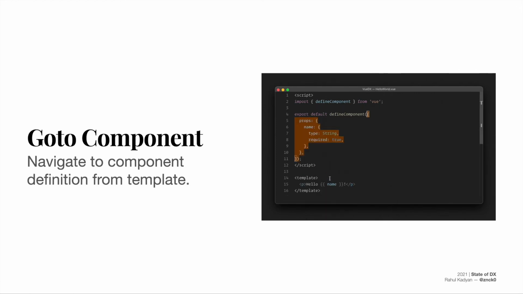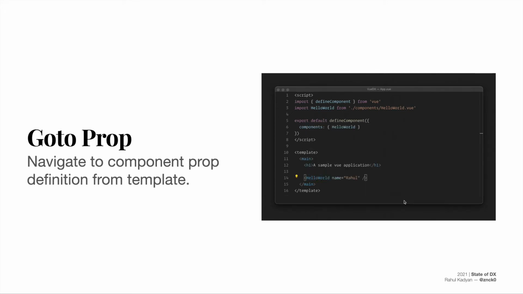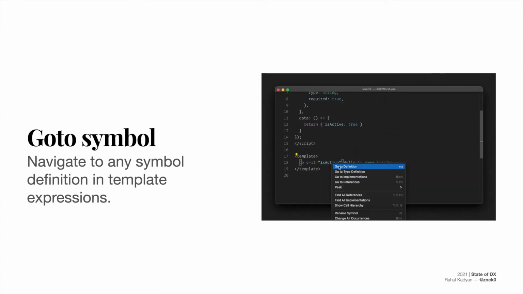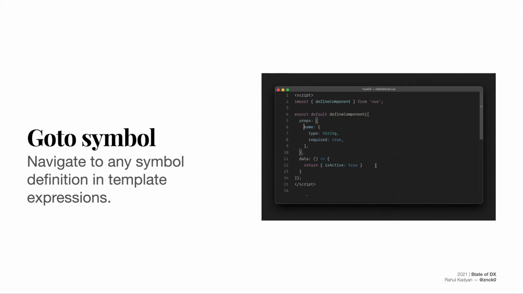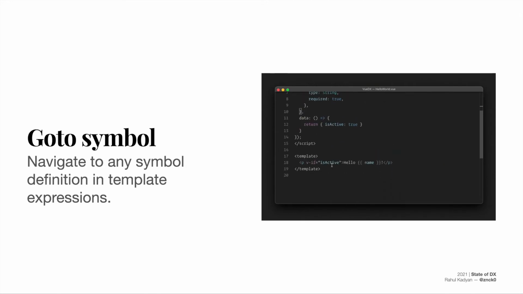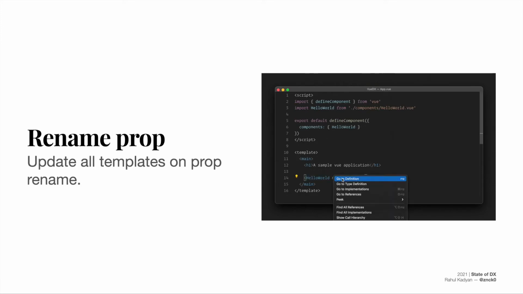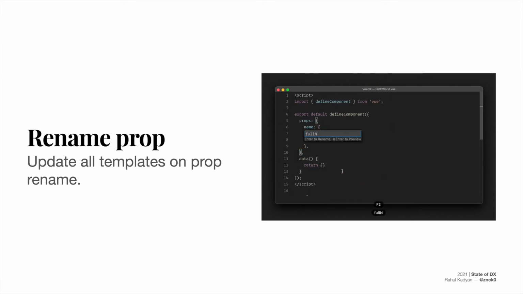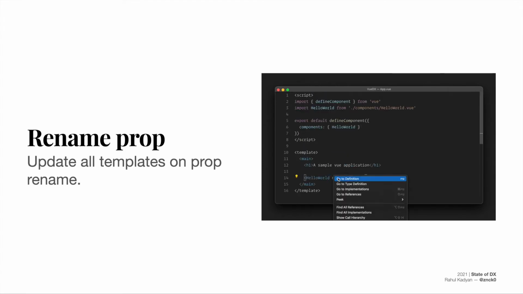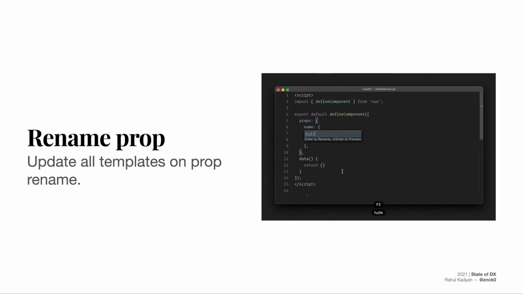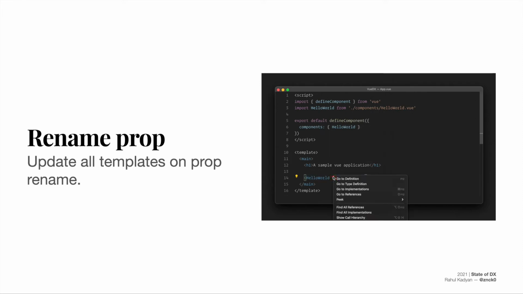You can go to a component definition by using the go to definition feature of VS Code. You can go to the definition of a prop by clicking on the prop and using the go to definition feature of VS Code. Then you can jump to symbols like data or props in the same component. You can rename a prop and it will reflect wherever it's used in the template, in the script, or in all the places where this component is used, in all the files where this component is used.